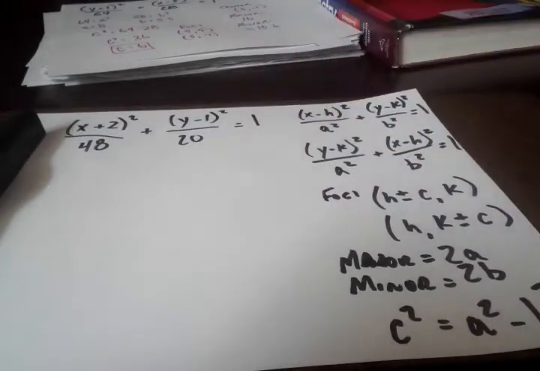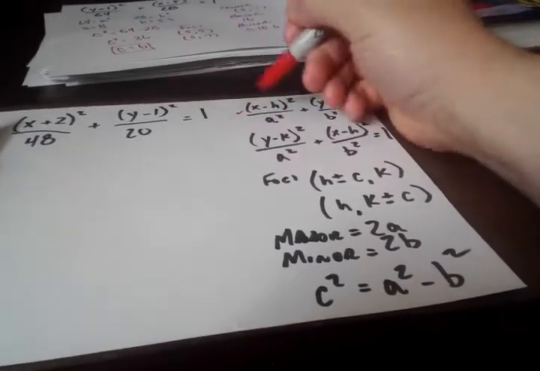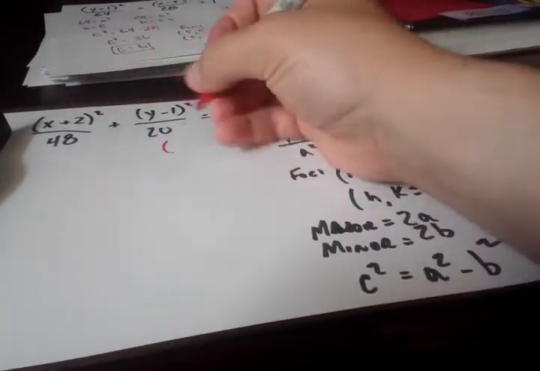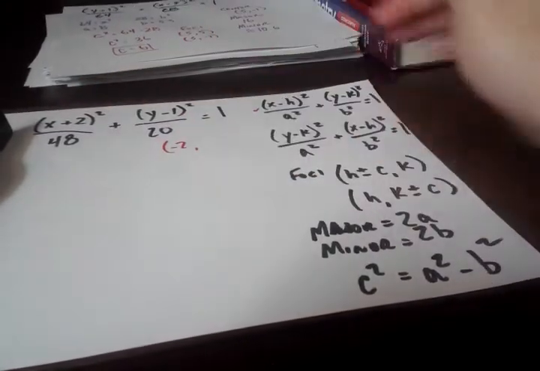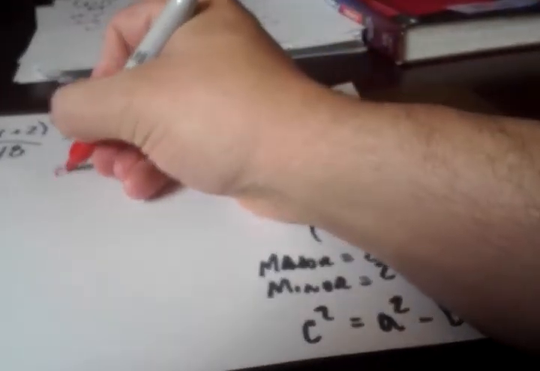All right, so let's again find H and K. That one's pretty simple. H is, we're using this formula now. Remember, it's horizontal because X is first. So it looks like H is -2. It's the opposite, remember. And the K should be a +1. This is the center.